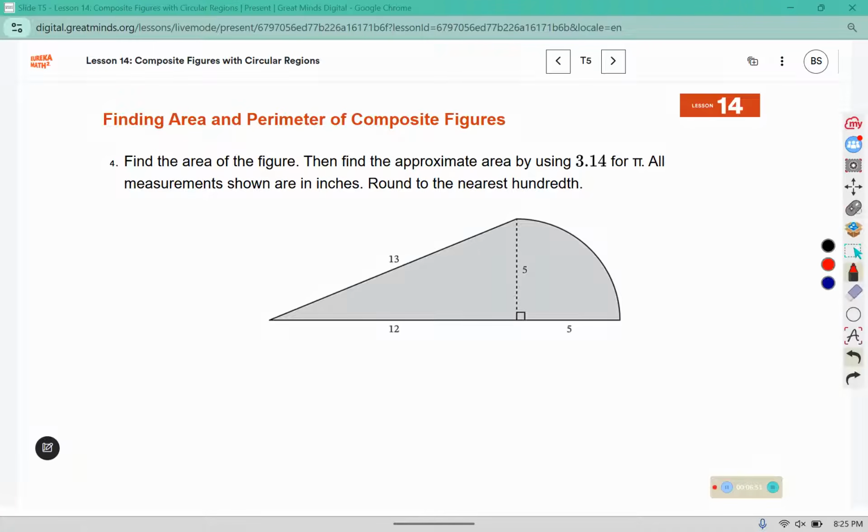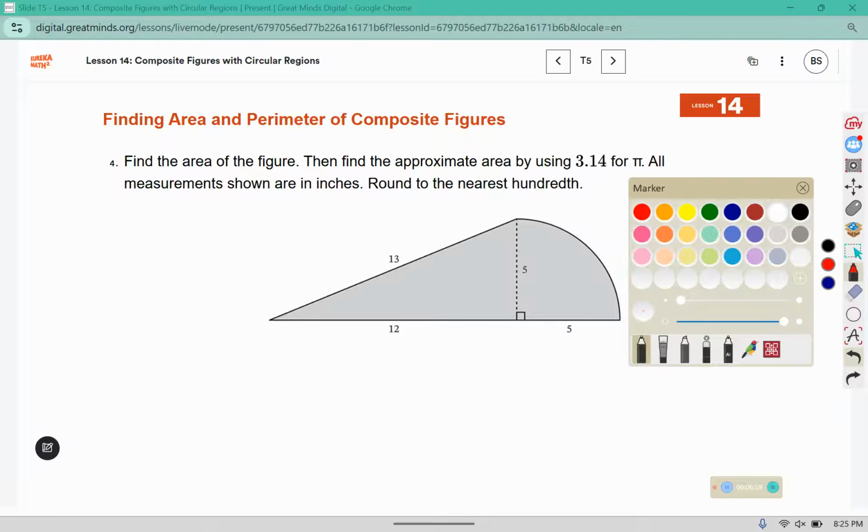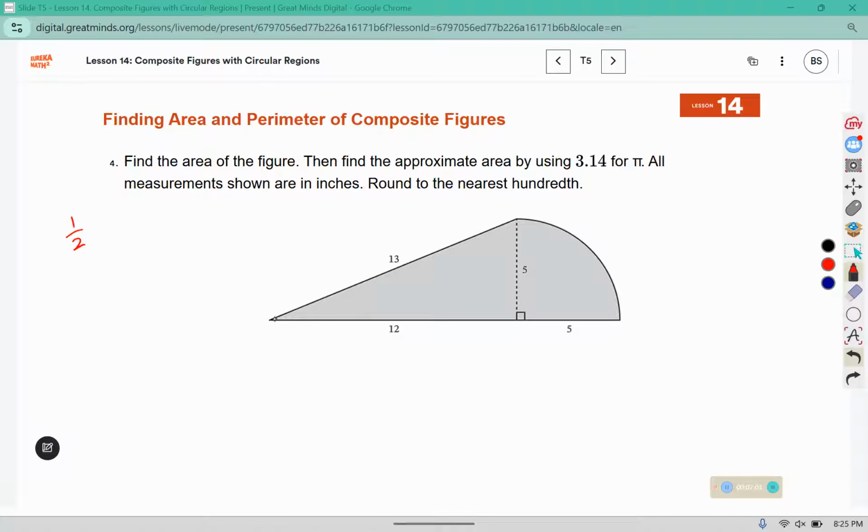Find the area of this figure. This is made up of a triangular piece, so half. The base of the triangular piece is 12, and the height of the triangular piece is 5. Plus we need this quarter circle section. So it has a radius of 5, so 5 squared times pi, and it is a quarter circle, so we're going to divide that by 4.